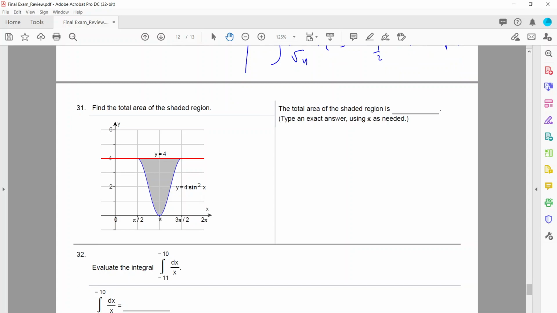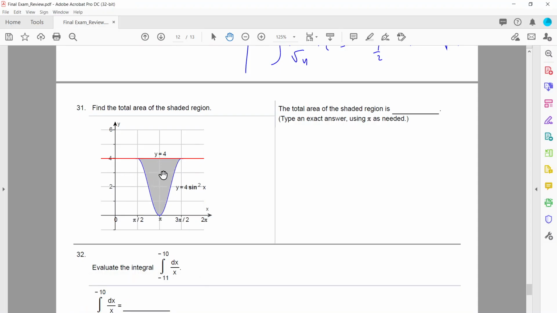Problem 31. So once again you have to use the very same idea we use for finding the area bounded by two curves. As you can see, you need to find the integration from pi over 2 to 3 pi over 2 of 4 minus 4 times sine square of x dx. You have to find out this integration.